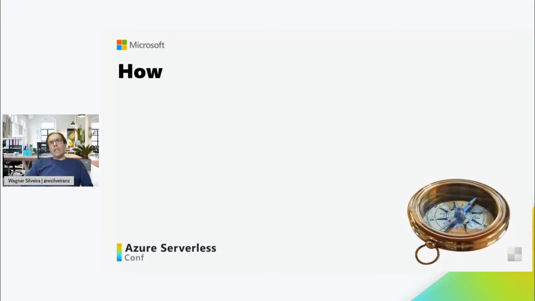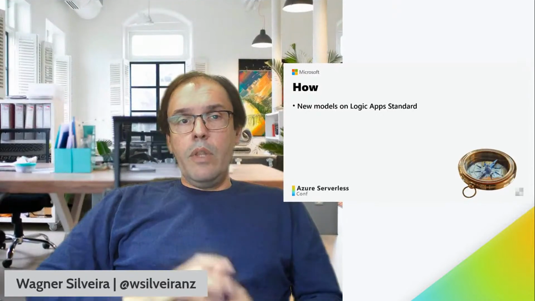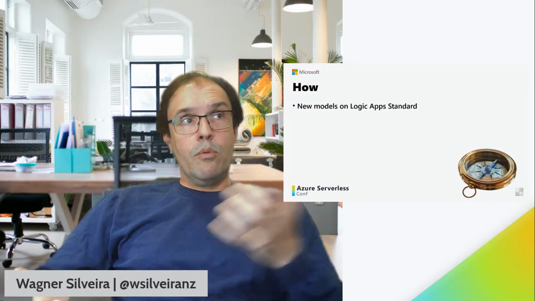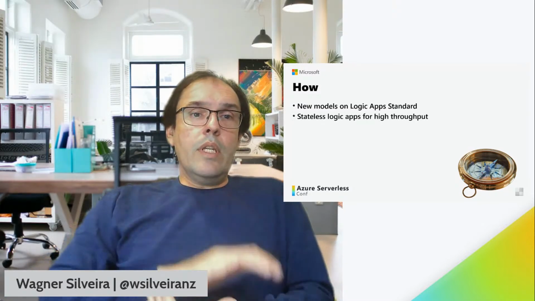So how is that working, right? What creates that magic? The first thing is that these are the new models on Logic Apps Standard. If you need to use stateless Logic Apps, you need to implement that on the new Logic Apps deployment model that is the Logic Apps Standard. The Logic Apps Consumption doesn't have that option for you. So stateless Logic Apps is going to give you high throughput. You just need to remember that.